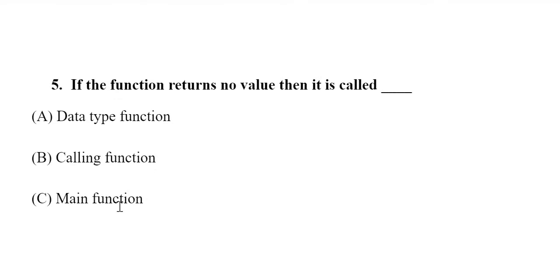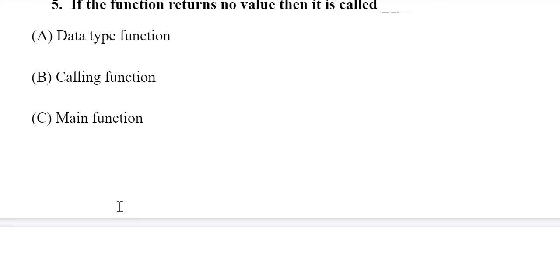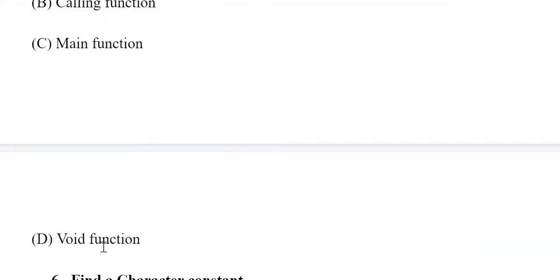Next is, if a function returns no value, then it is called, okay. So if a function returns no value, then it is called a void function. So option number D is correct.